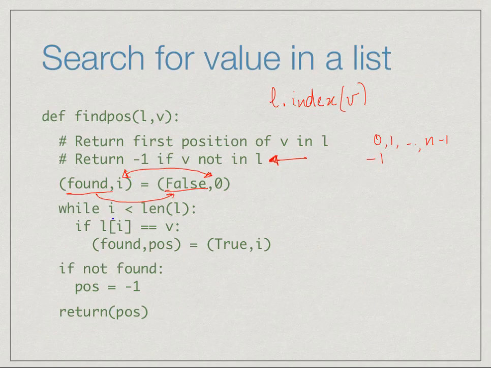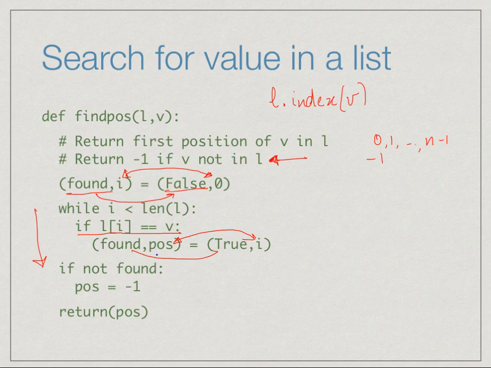So long as i is less than the length of L, if we see the value we are looking for, then we update found to be true and we mark the position that we have found it to be pos. At the end of this, if we have not found the value, so found has not been set to true, that means there was no v in the list, then we will set pos to minus 1, which is the default value we indicated at the beginning. And then we return the current value of pos, which is either the value of pos we found or the value is set to minus 1 because we didn't find it.